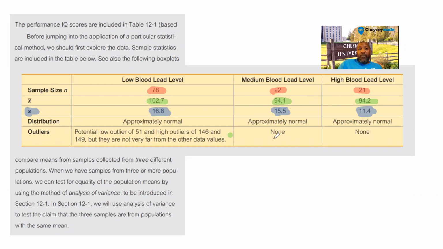Now, the distribution, again, they're all approximately normal. That's good. Outliers, again, due to the fact that there's 78, there's probably more likely to have outliers than in the medium group and the high, but just because there's more numbers, mistakes are going to happen.